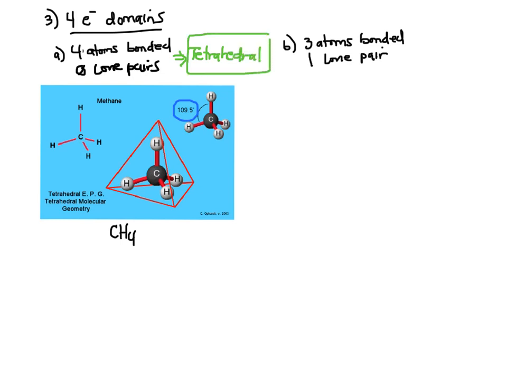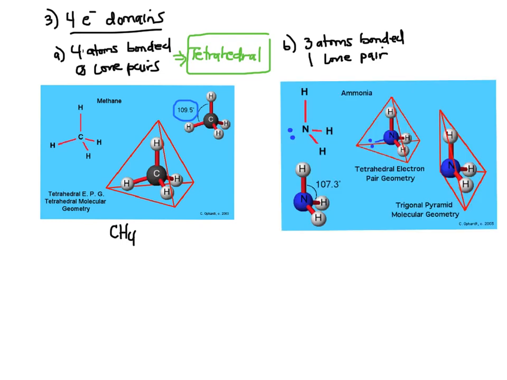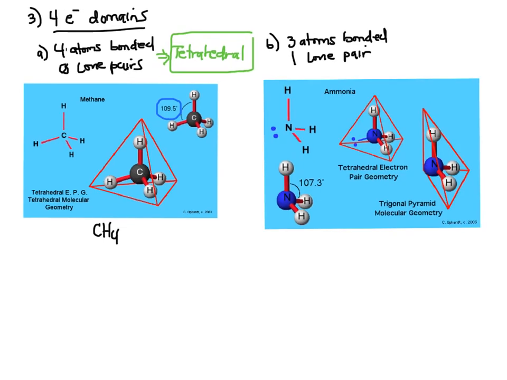So tetrahedral. Another 4-electron domain molecule is something like ammonia. Ammonia is not, of course, the only one, but that's just an example. Ammonia, also called nitrogen trihydride, is a nitrogen bonded to 3 hydrogens. So again, you have your central atom, and in this case, you have 1, 2, 3, 4 electron domains. 3 of them are bonded, and 1 of them is a lone pair.